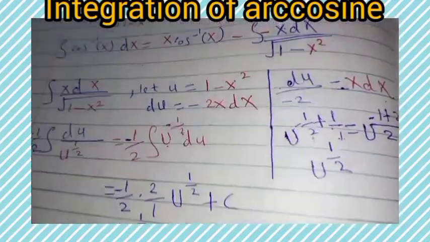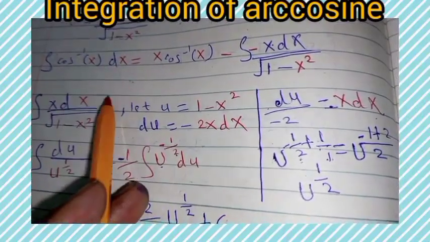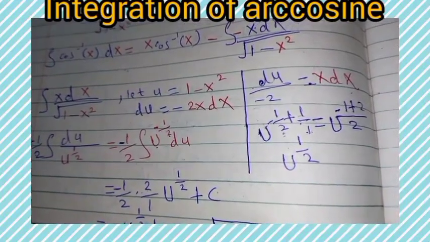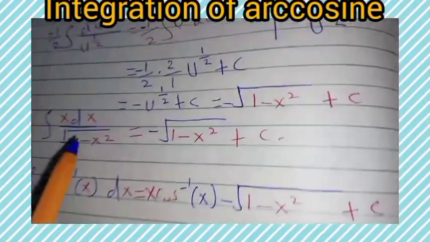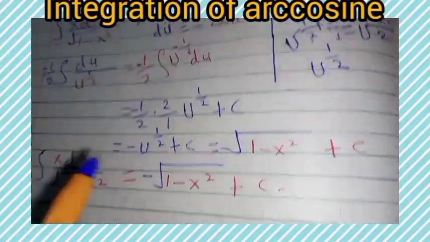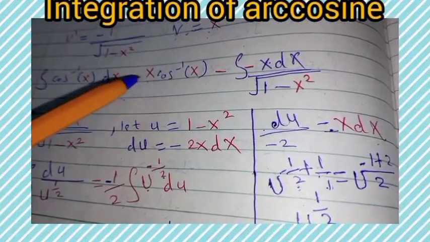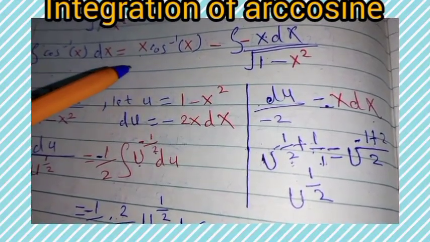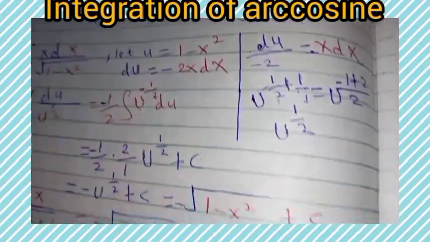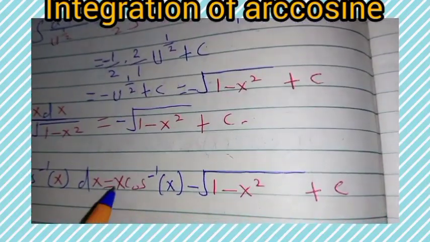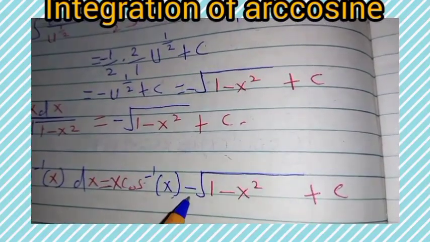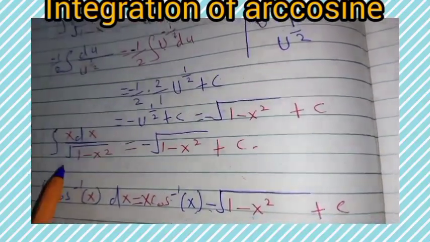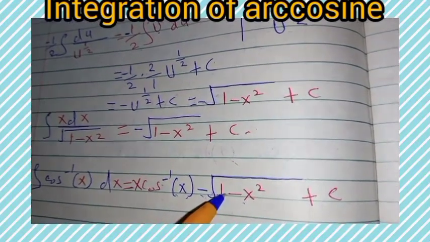Now remember, our objective was to integrate cos inverse of x. So this is the part we have found there. So the final result will be, we are going to combine this part and this other part here. The integral of cos inverse of x dx will be given by x cos inverse of x minus square root of 1 minus x squared plus constant c.